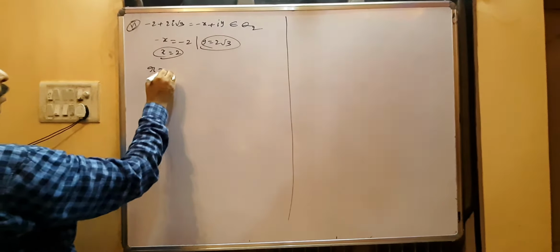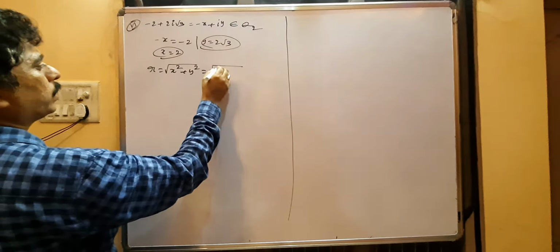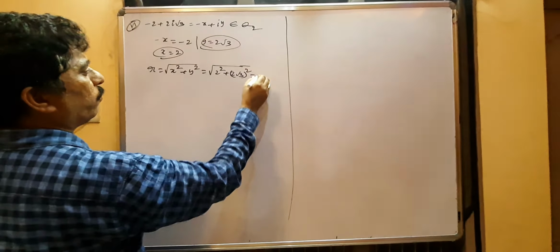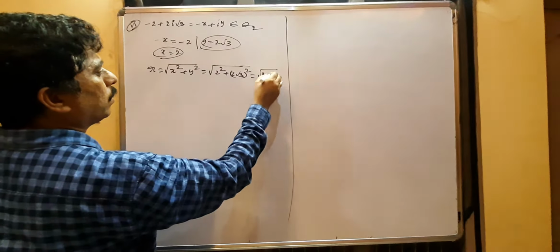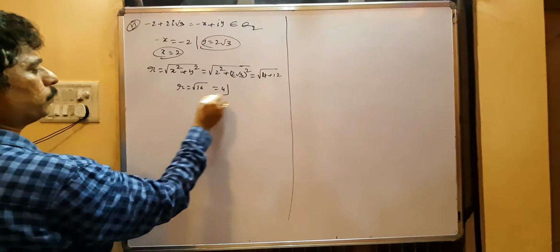What is the r formula? Root of x square plus y square. Root of 2 square plus 2 root 3 whole square. That is root of 4 plus 12. So r equals root 16, that is 4.